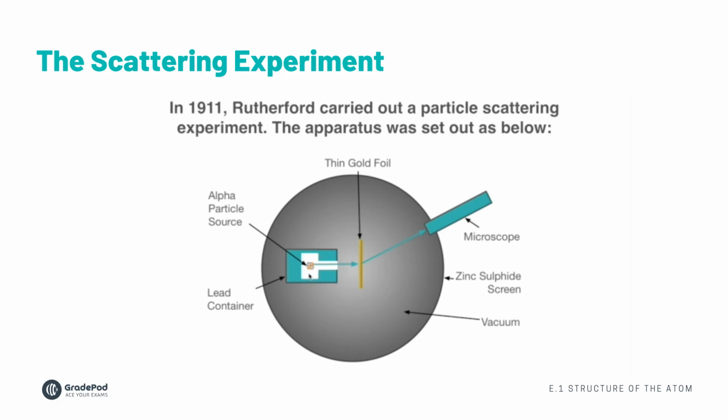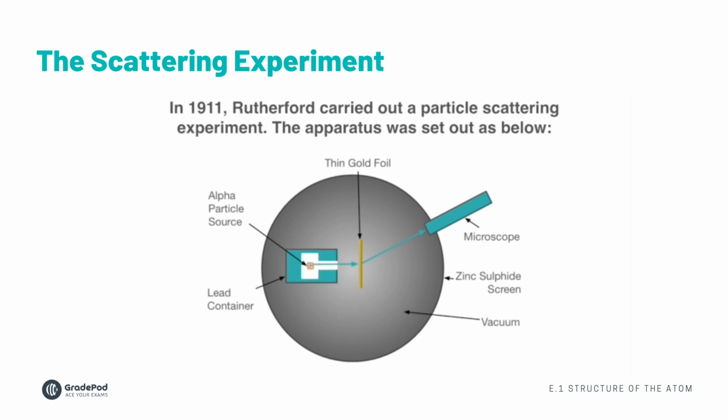So the idea is that these alpha particles will be directed at the thin gold foil. They'll interact in a certain way with the atoms within the gold foil, the gold atoms, and they'll be detected at the other side by the microscope and the screen. The fact that it's carried out within a vacuum means that these alpha particles should only interact with the thin gold foil and nothing else.